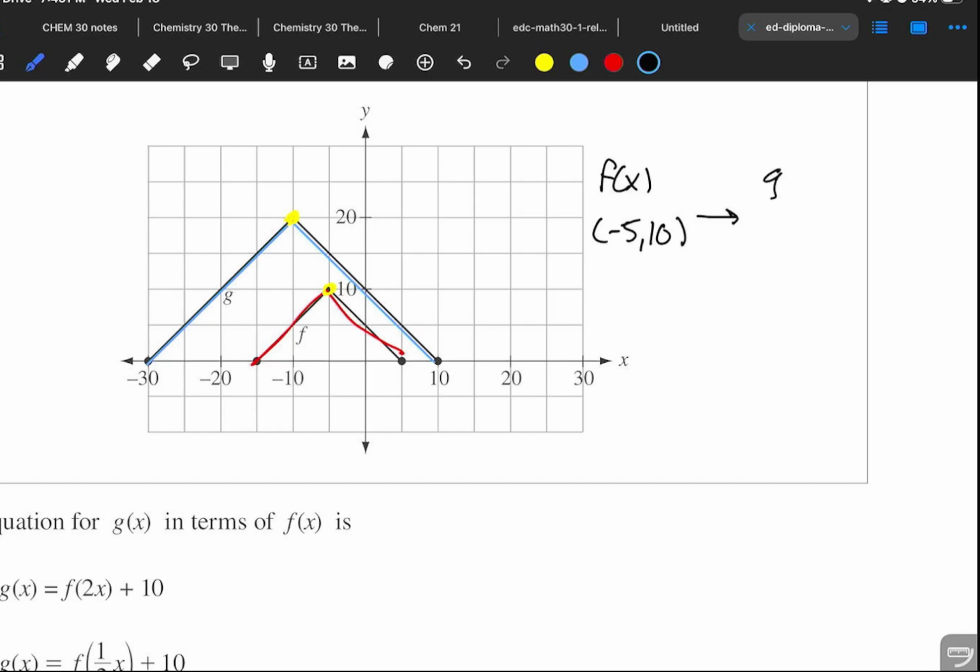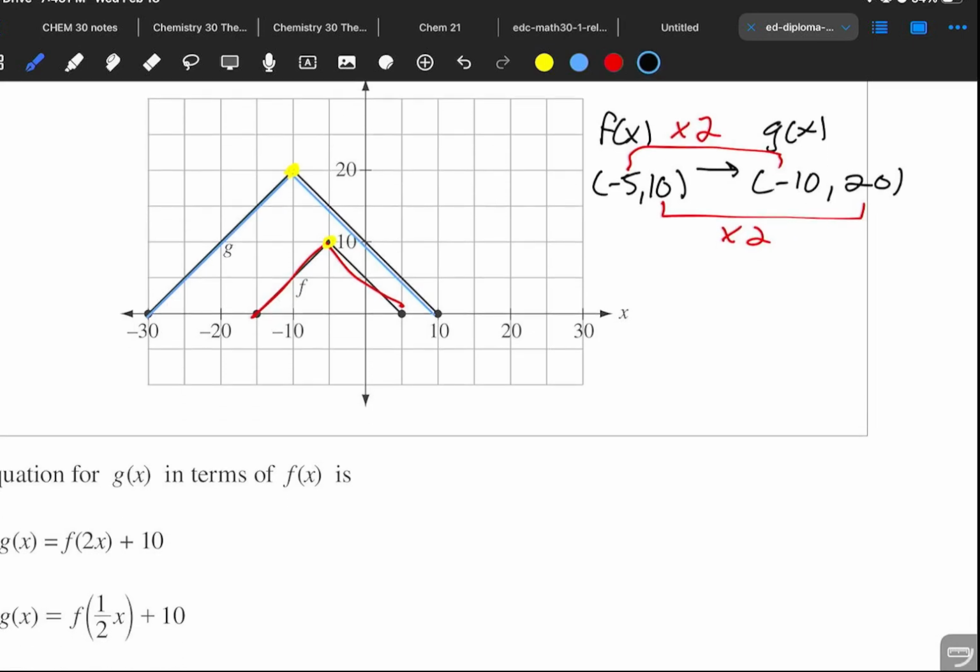And we're transforming to the graph of g(x), and our point of vertex on the graph of g(x) is going to be (-10, 20). So I guess you could see that to go from f(x) to g(x), you're multiplying the x value by 2, and you're multiplying the y value by 2 as well. The way I'd write out this mapping notation is (x, y) turns into (2x, 2y).